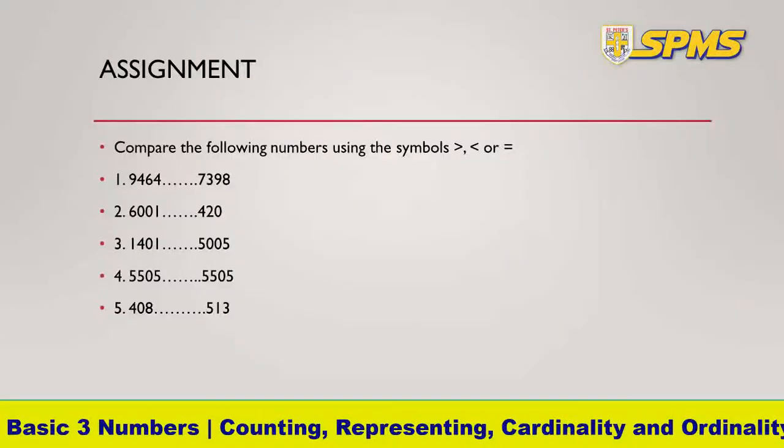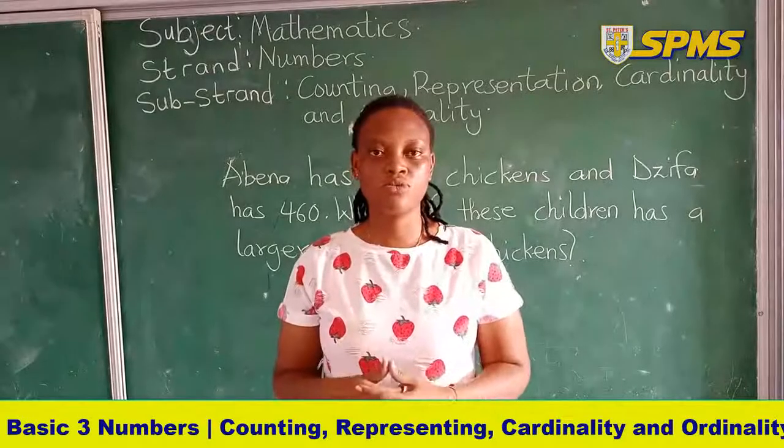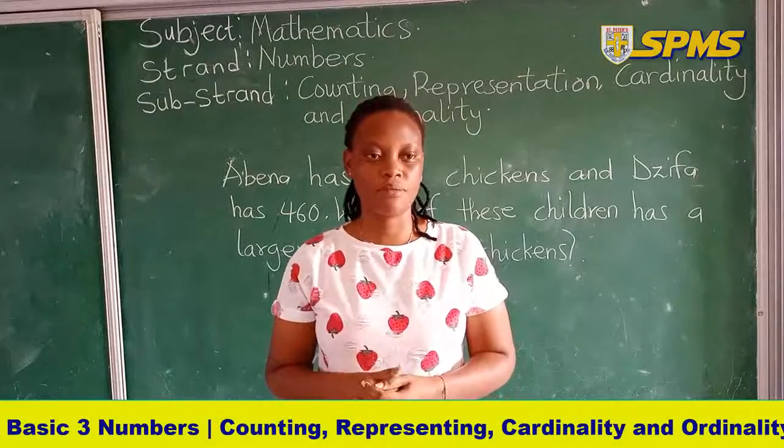Now let us look on our screens and then do this assignment. Okay, so compare the following numbers using the symbols greater than, less than, or equal to. So I have 9,464 and then 7,398. Which one is greater and which one is less than the other? Or are they the same? So you do that for question 2, 3, 4, and then 5. Good. Now let us move on to the next assignment, our story problem.